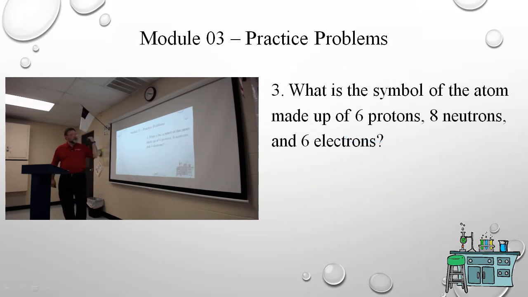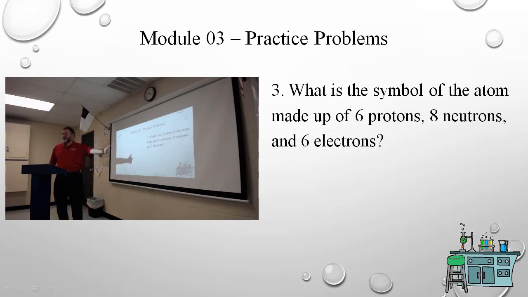All right, number 3. What is the symbol of the atom made up of 6 protons, 8 neutrons, and 6 electrons? Where are we going to? Somebody else. Thank you. Ma'am. Carbon. Why carbon? What other elements have 6 protons? None. It's the only one.